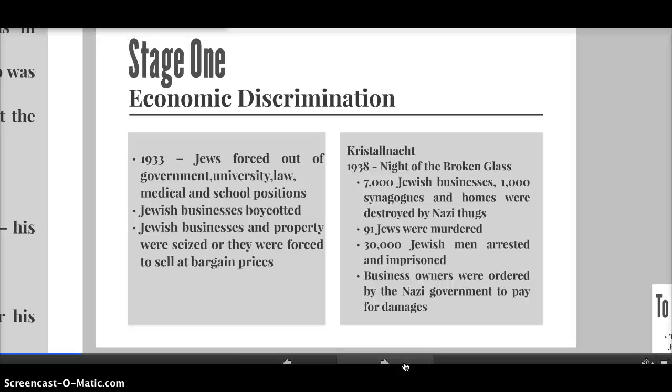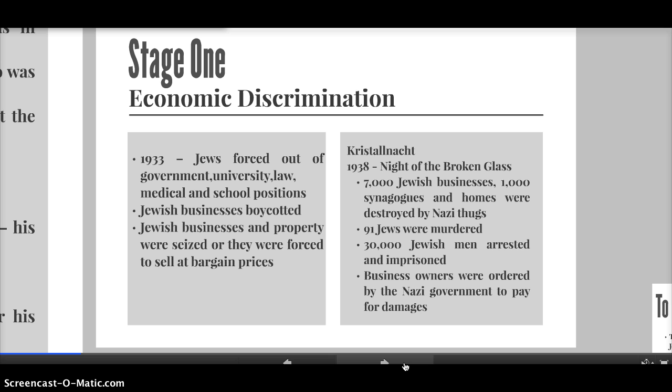Jewish businesses were boycotted, and Jewish businesses and properties were seized, or they were forced to sell their businesses at bargain prices. Something that I believe we already talked about was Kristallnacht. That occurred in 1938, and it's otherwise known as the Night of Broken Glass.